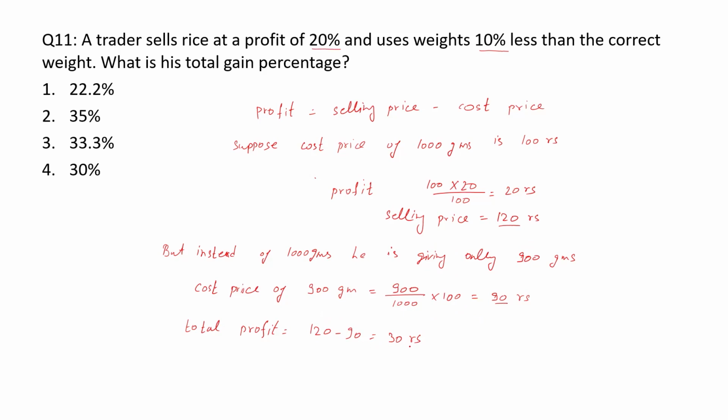But you have to calculate profit in percentage. So percentage profit is profit upon cost price into 100. That will give you 33.33, so this much percentage. So what is his total gain in percentage? It is 33%. So instead of 20%, because of this cheating, he is having 33% profit.